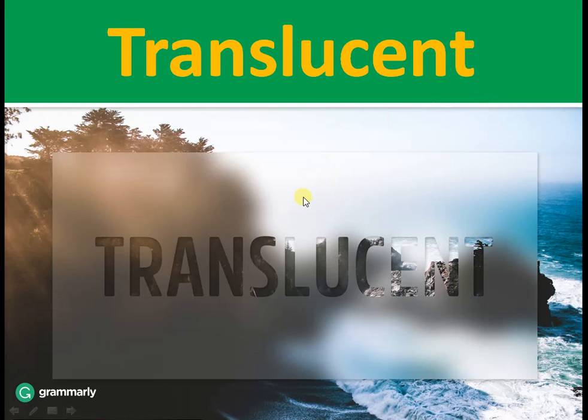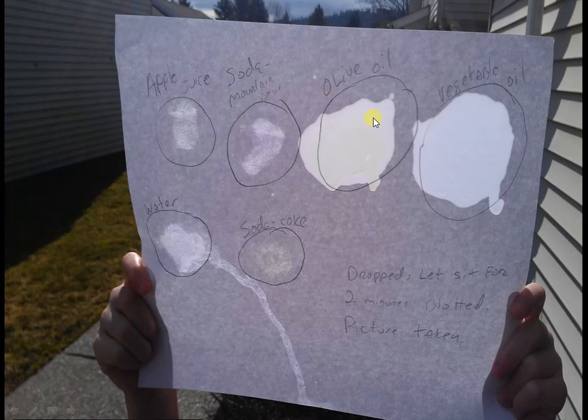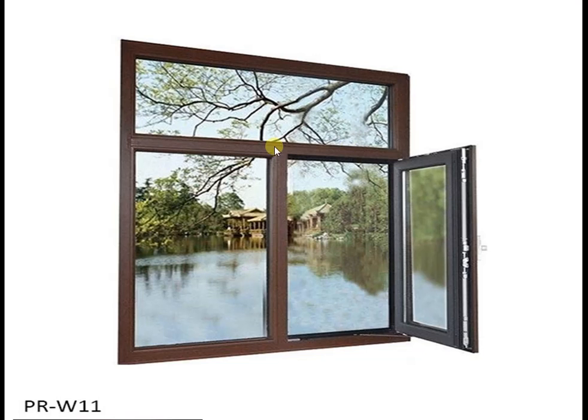The materials through which we can see objects but not very clearly are said to be translucent. Oil paper is an example of a translucent substance. Some glass panes fixed to windows allow some light to come through, but you can't see clearly through them. Such type of glass is translucent glass.